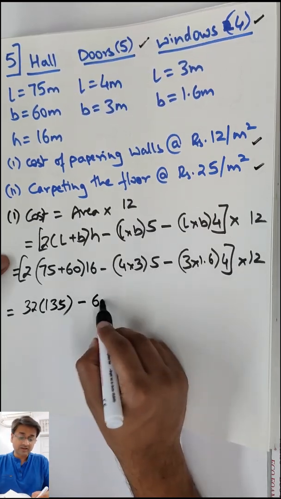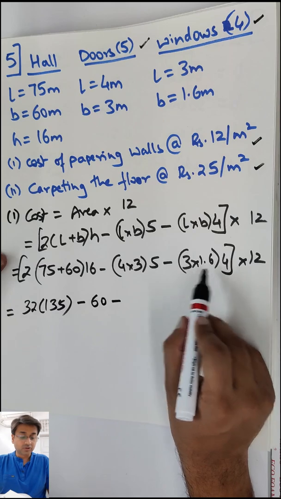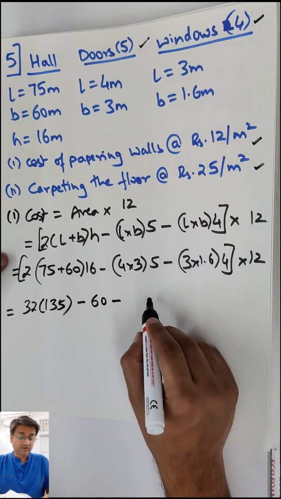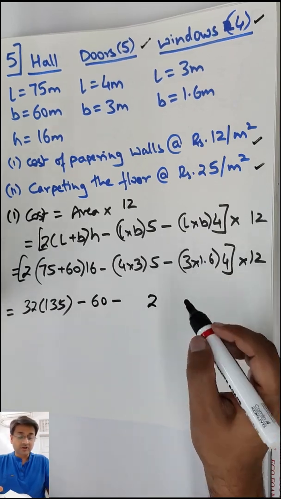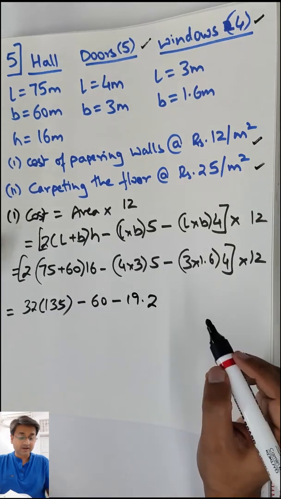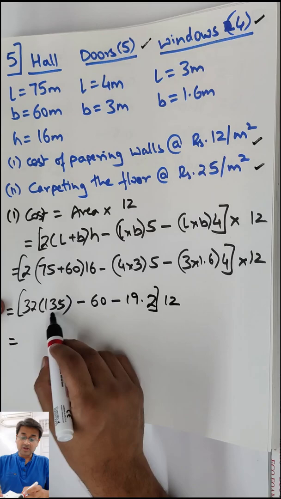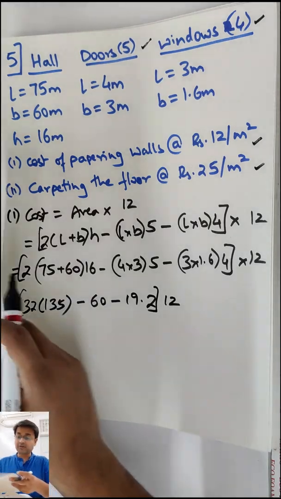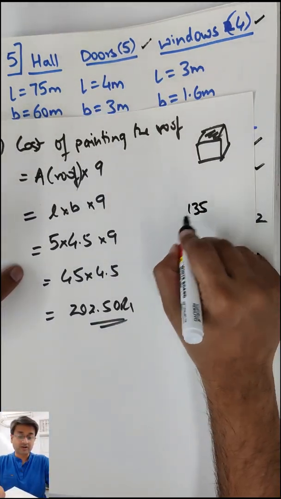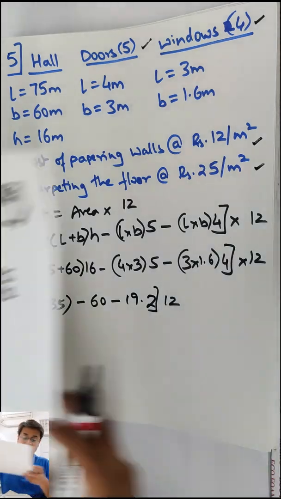Minus 12 fives are 60. This is going to be 4 threes are 12, 12 sixes are 72, 12 ones are 12 plus 7 is 19, so 19.2 in brackets to be multiplied by 12. So 135 into 32, let me take a rough sheet. 135 into 32, yeah, that's correct.